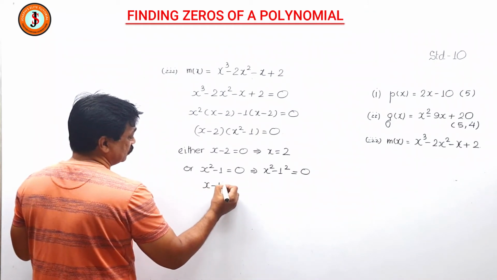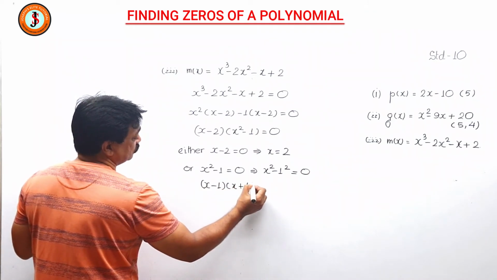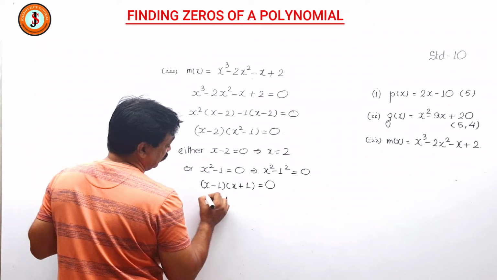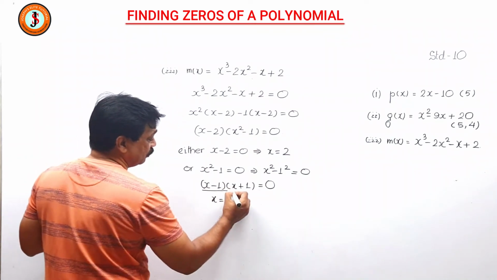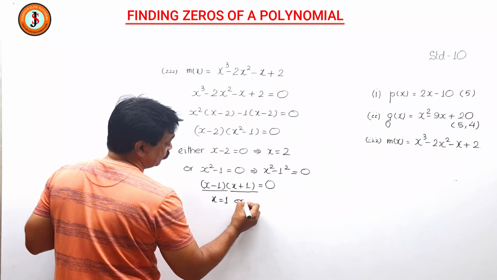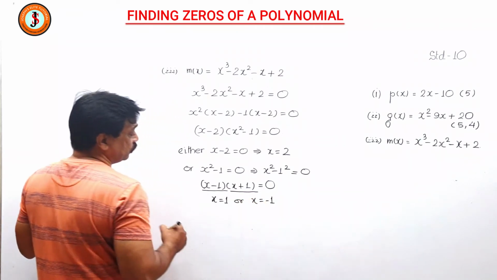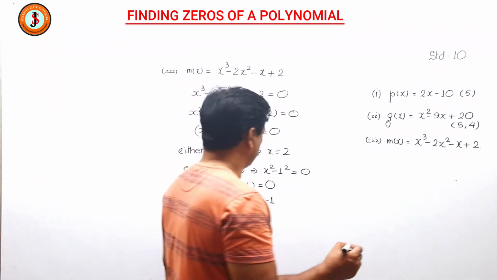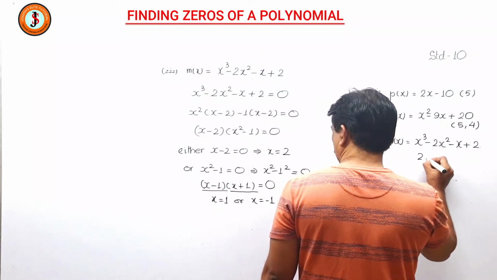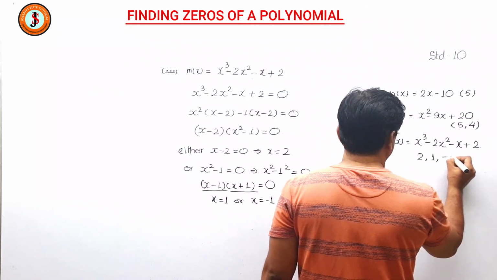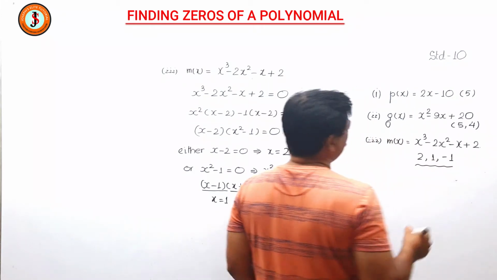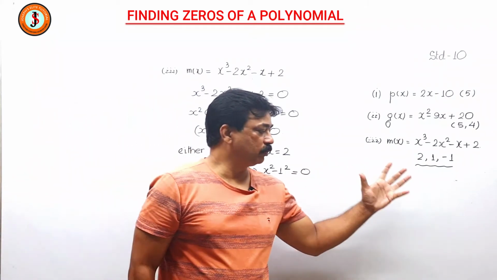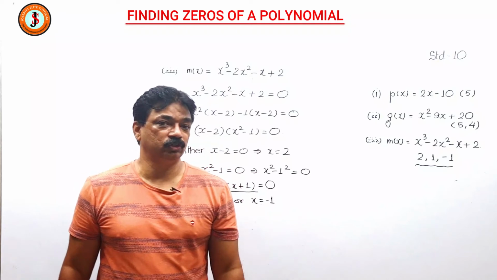So either x minus 1 is equal to 0 or x plus 1 is equal to 0. So we have got either x is equal to 1. If I take this as 0, x will be equal to 1. If I take x plus 1 is equal to 0, then x is equal to minus 1. So there are three roots for this: 2, 1 and minus 1. Let us very quickly examine the meaning of 0, but before that, remember, a cubic polynomial may have maximum 3 zeros.